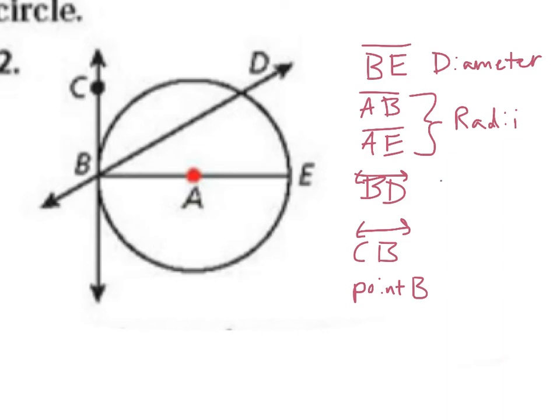BD would be our secant, since it's a line that touches the circle at 2 points. CB only touches the circle at 1 point, so this is our tangent. And point B is our point of tangency.